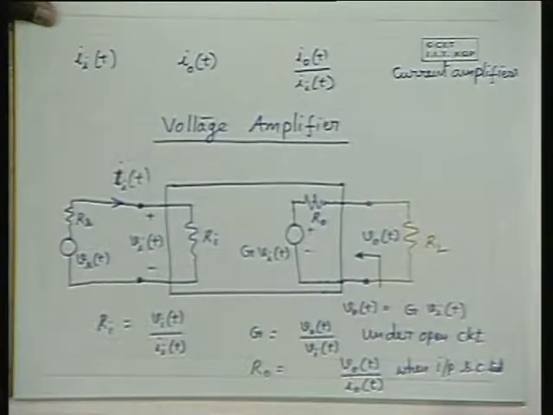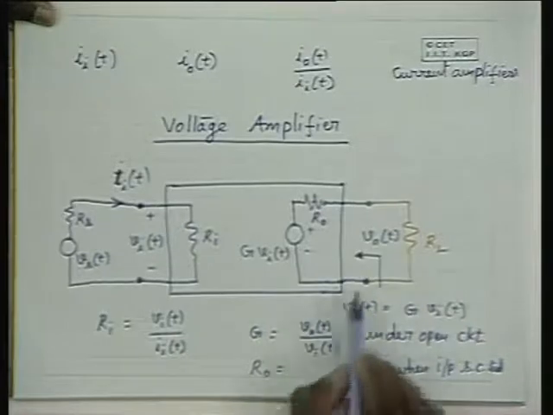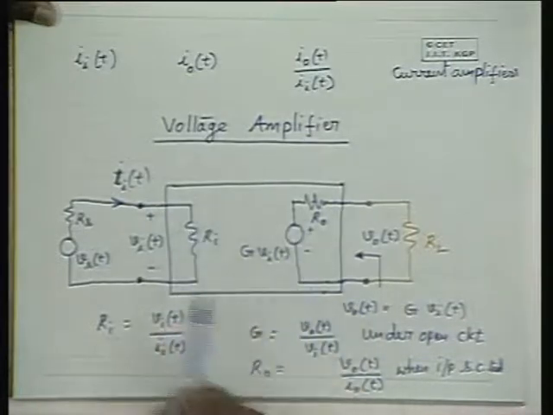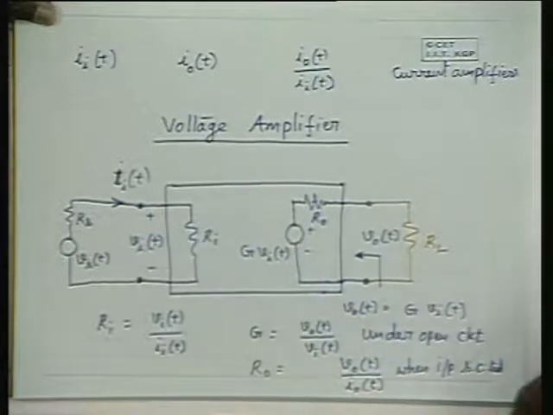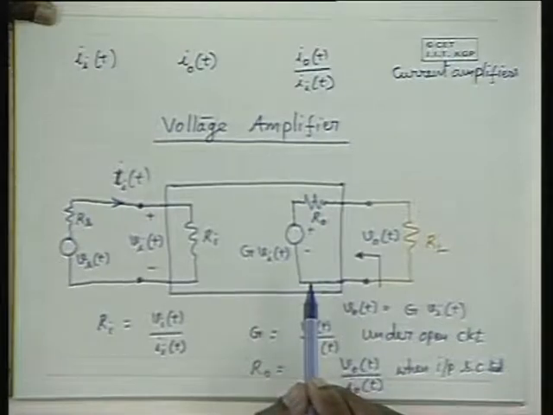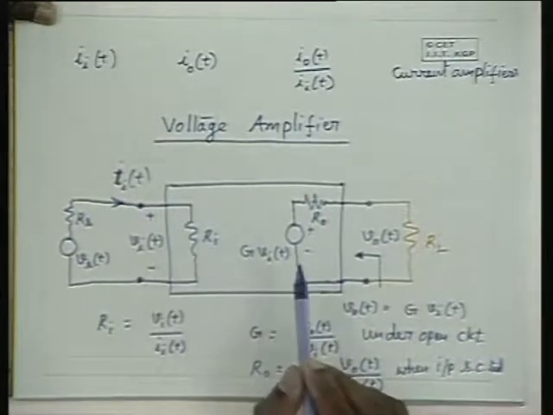Is it clear? When the input is short circuited, the impedance looking into the output terminals, that is R0. Now, once these three parameters of an amplifier are given, it means that everything of the amplifier is given.